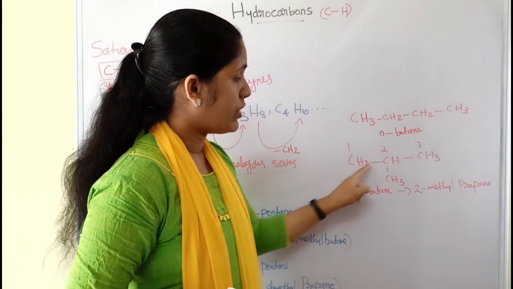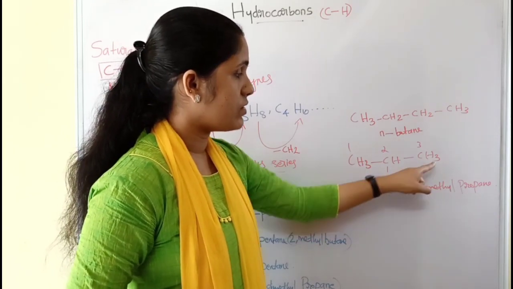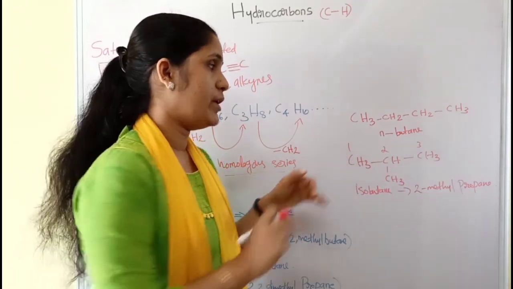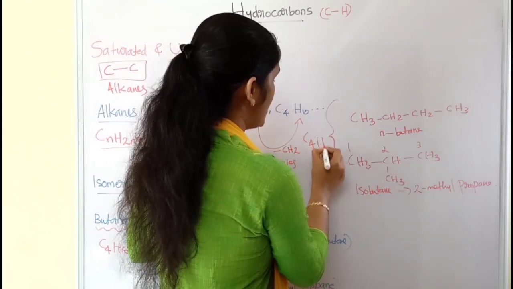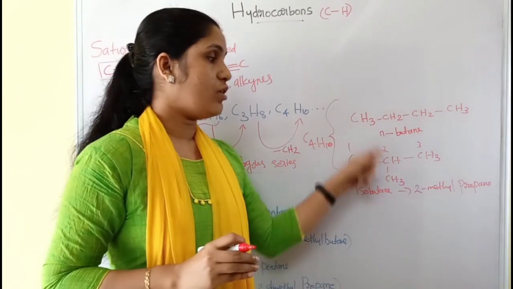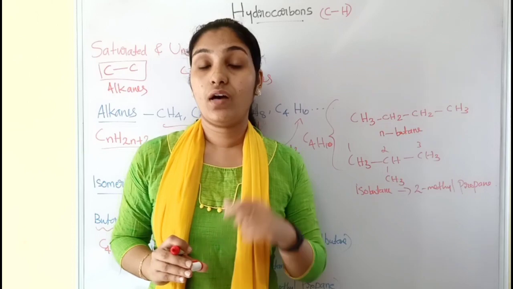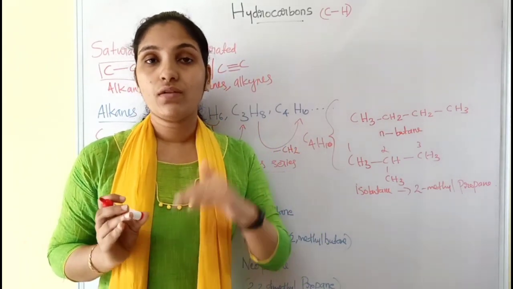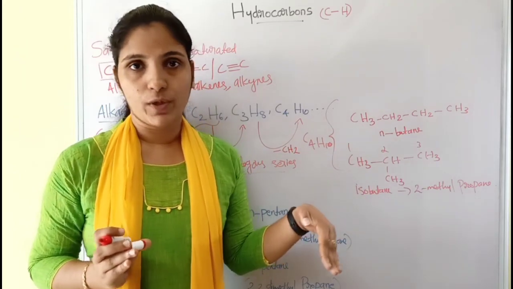Okay, so here a total of 4 carbon atoms are present, and hydrogen 3, 3, 3, 9 plus 1, 10. Whatever its structure is, it's different, but both exhibit the same molecular formula, C4H10. So we can call these two, normal butane and isobutane, the isomers of butane. Clear? Isomers means same molecular formula but different structural arrangement.